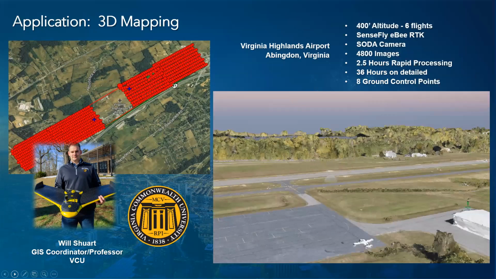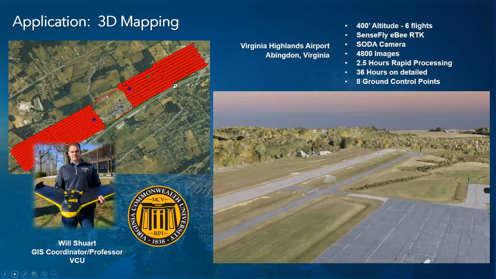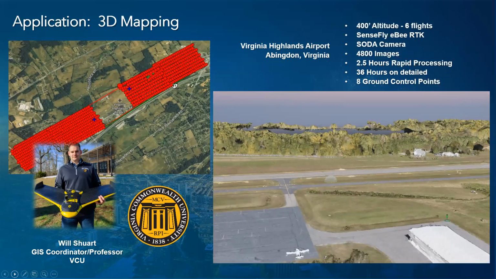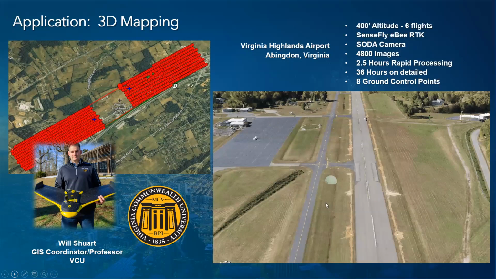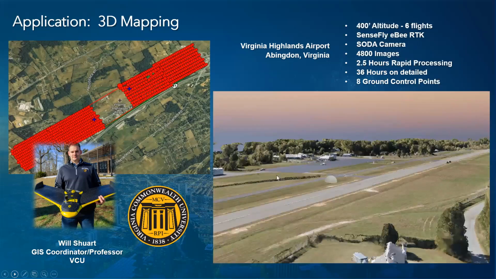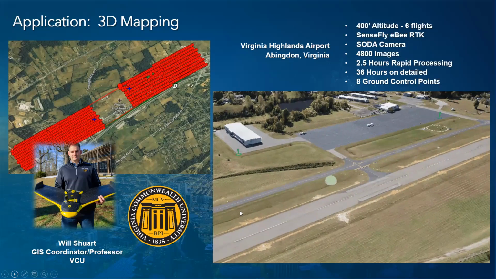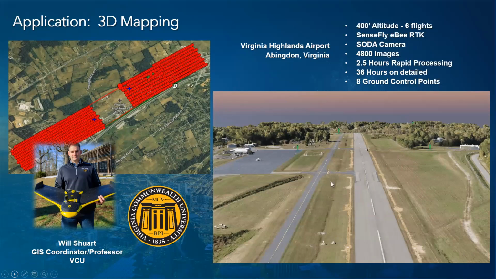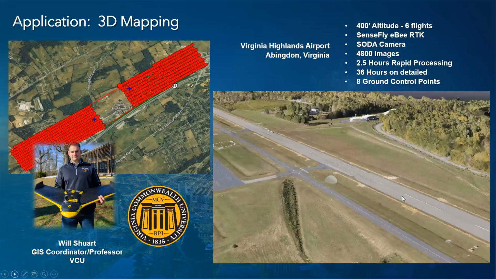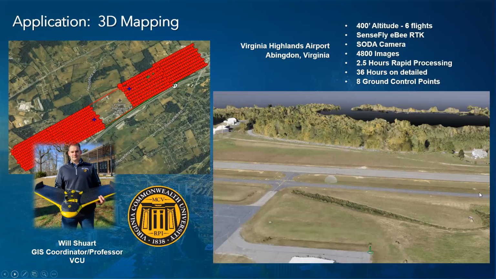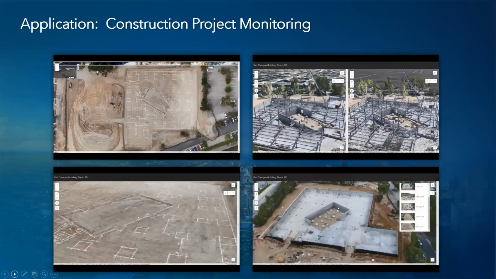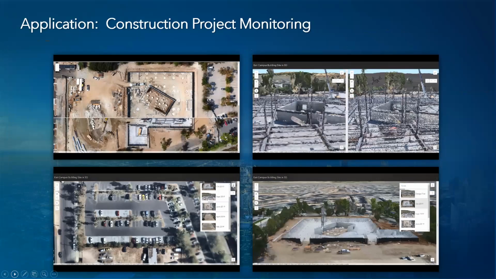Extremely detailed. You can see this particular project, 4,800 images that were processed in our drone to map software. And you can see the very detailed information that we were able to derive of this airfield down in a place in Southern Virginia. And they were looking at extending the length of this runway. And so they needed these 3D products to be able to figure out how best to expand that runway.